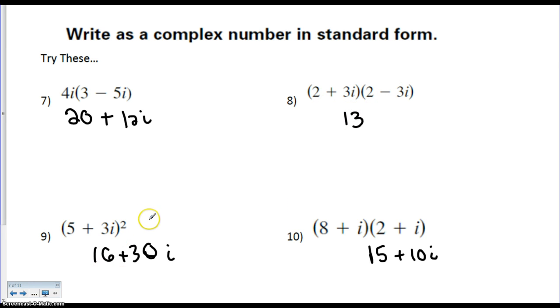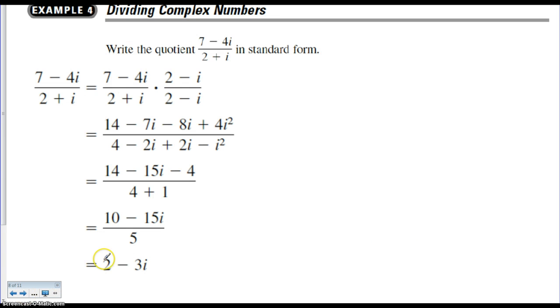And with this one, one of the biggest things people might struggle with is I have 5 plus 3i times 5 plus 3i, and I'm just distributing that. And the last one you got 15 plus 10i. So let's look at division.